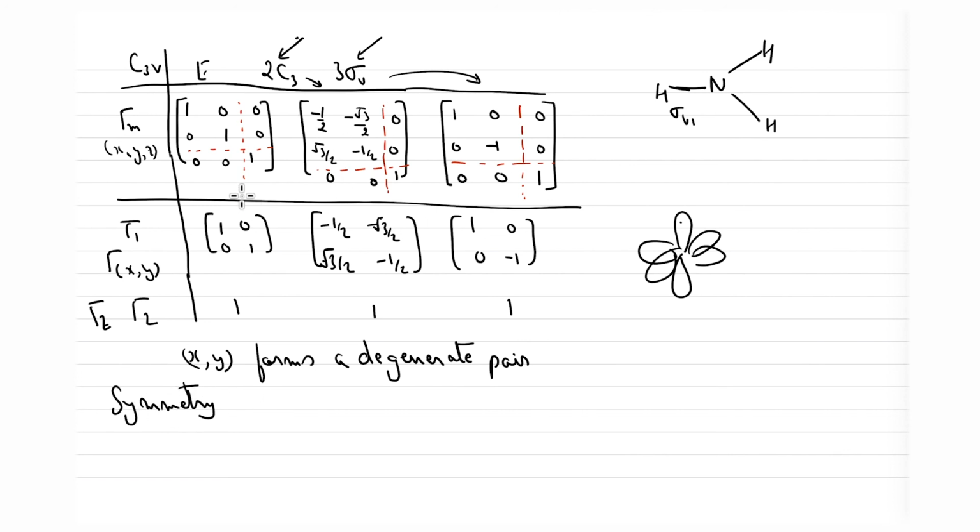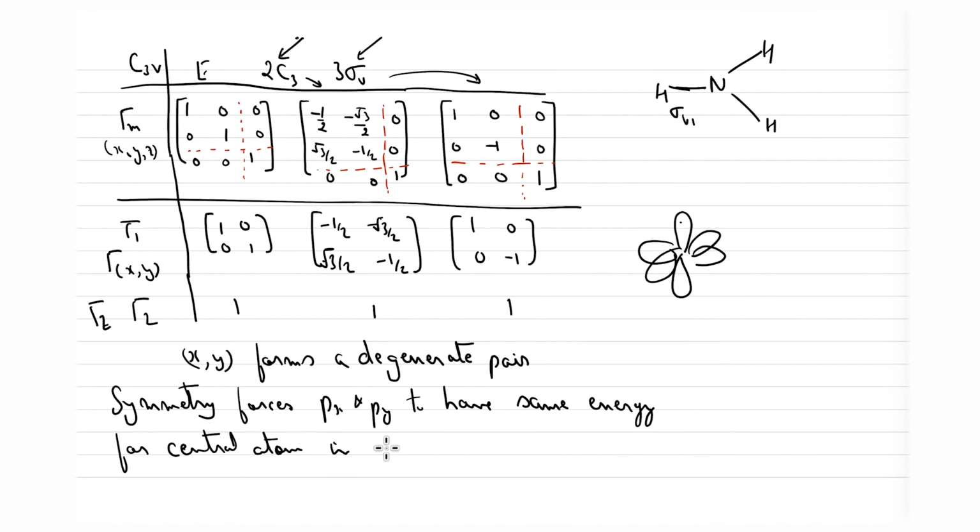So we can say that these are purely symmetry rules. There is no chemistry here. These are pure symmetry rules. So symmetry forces px and py to have the same energy for the central atom in the C3V point group. So this is a direct relevance or direct application of symmetry to the orbital diagram.